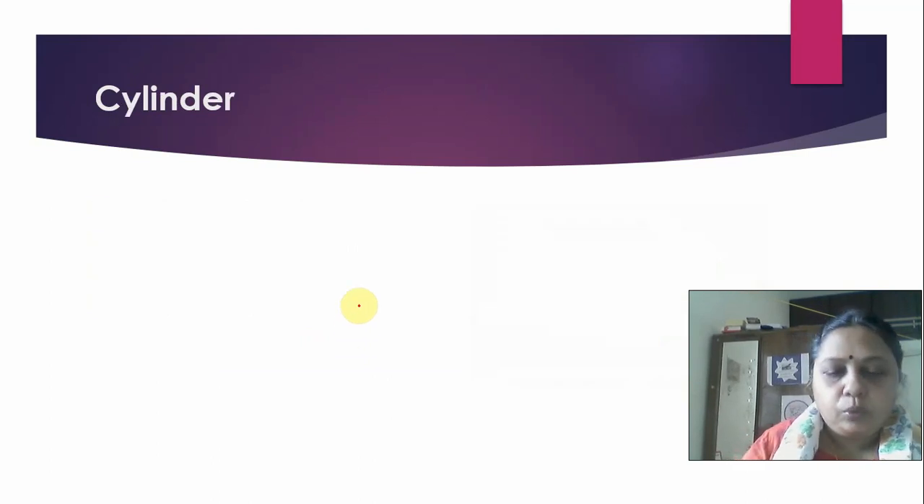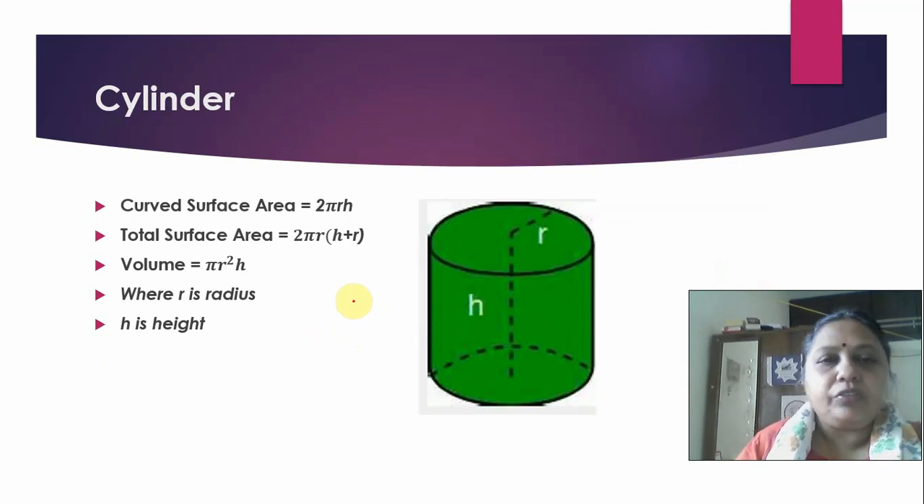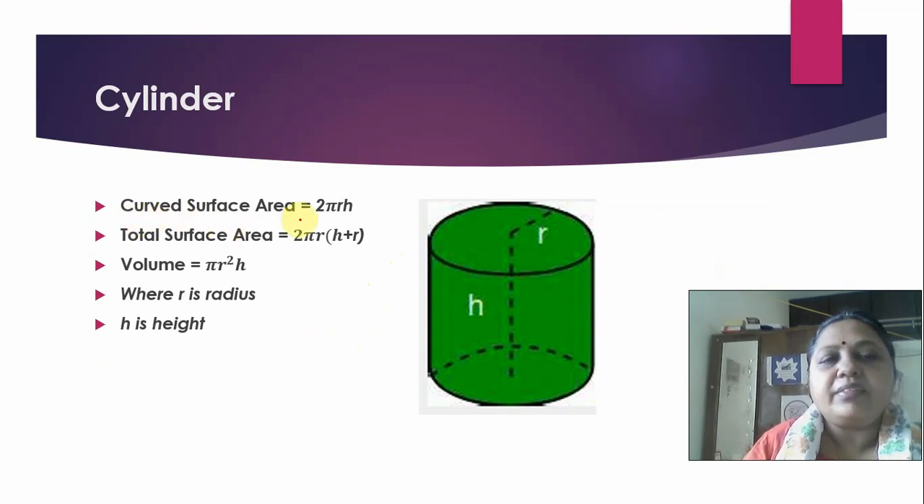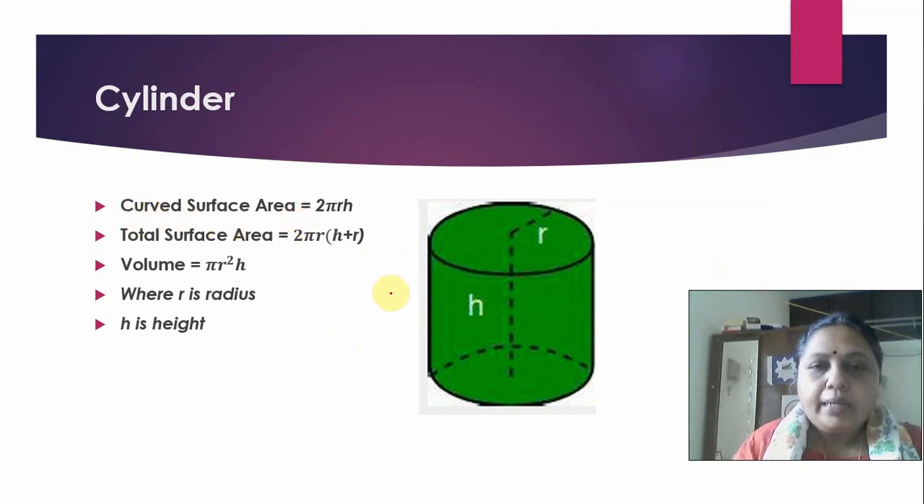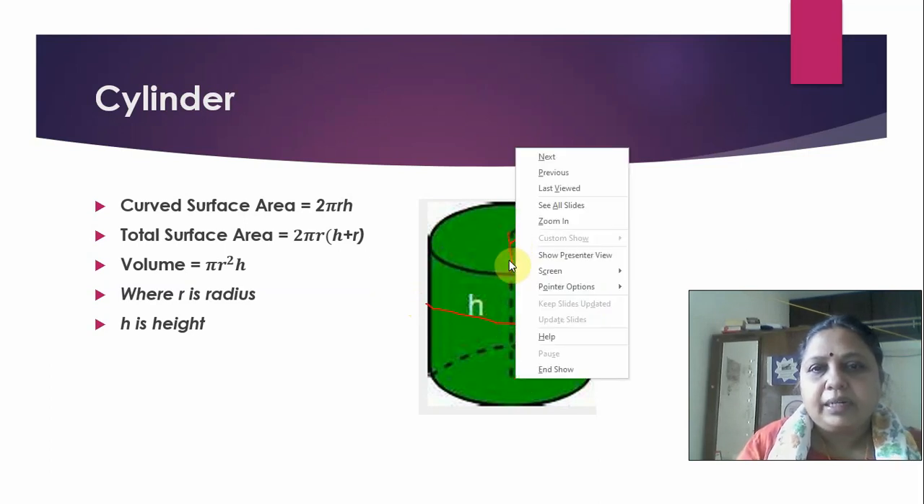Now we go into a cylinder. This is a cylinder. Here first we have the curved surface area of a cylinder. What do you mean by curved surface area? This part fully is called the curved surface area. Here this is the radius of the cylinder, and this is the height of the cylinder.